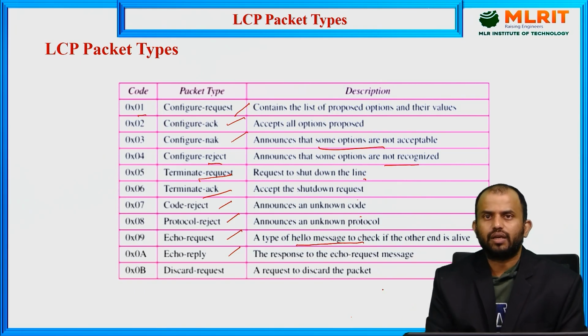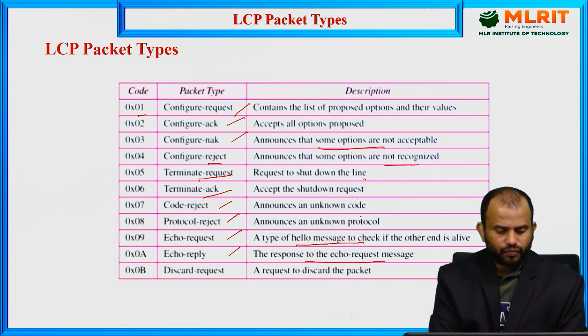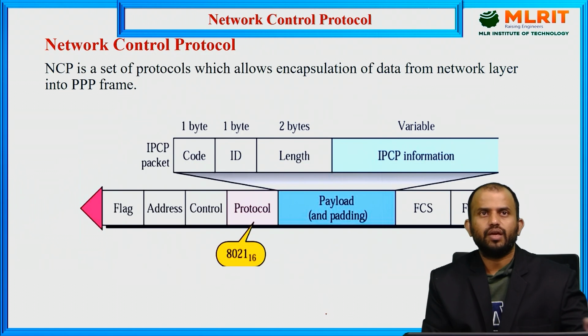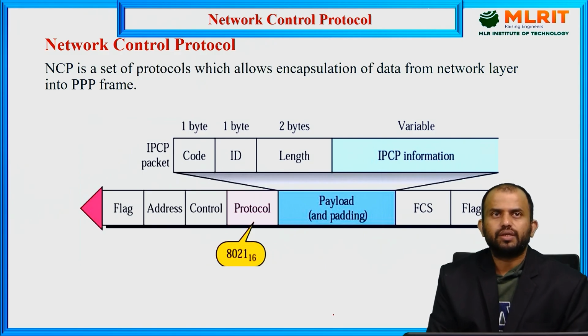At the other end, we take in the request and give a proper response to the echo request message. And the final one is discard request. After successfully receiving the request, we are going to discard the packet. And the next one is the network control protocol.